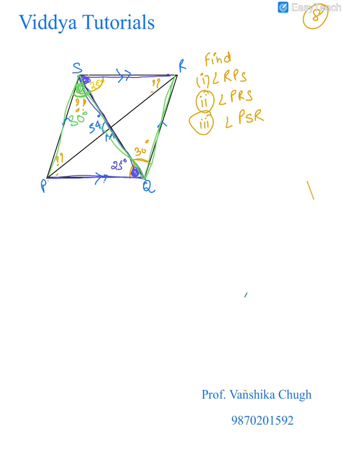Now I was supposed to find RPS. So let's try to locate RPS, this angle. Now if you see in the triangle PMS, we have already found two angles, 54 and 30, and 30 plus 54 plus RPS will give me 180 because they are angles of a triangle. So I can find the measure of this angle.